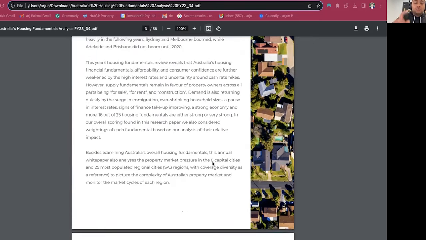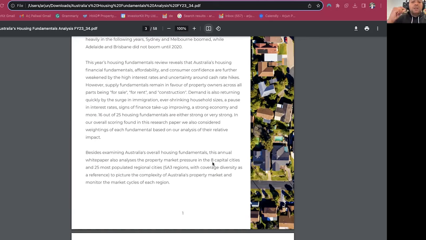But in this report, we pointed out that 16 out of 25 housing fundamentals are either strong or very strong. Last year, it was about 17. The year before, it's about 21. And the year before, it's 2021, right? So no wonder there was a huge boom with 21 out of 25 fundamentals.